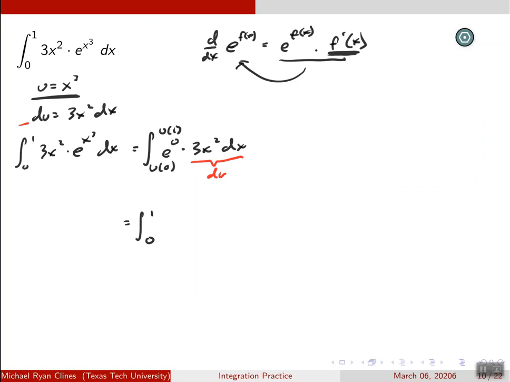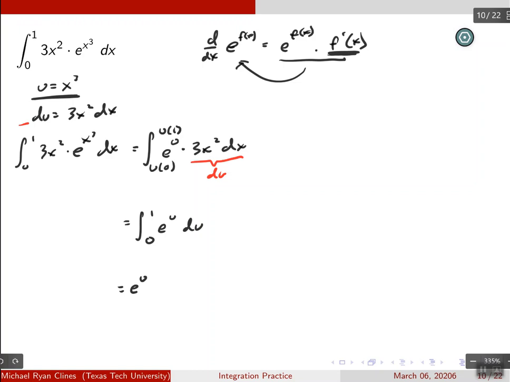So our quote-unquote new limits of integration are 0 and 1 of e to the u times du. And this is where the beauty of e to the u comes into play, because the integral of e to the u is just e to the u.